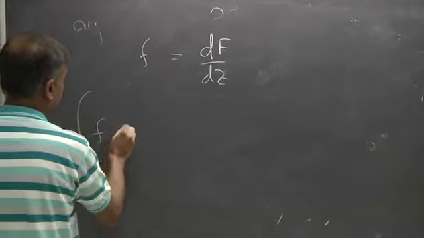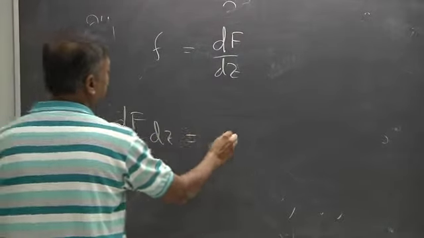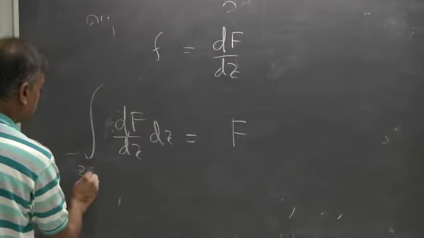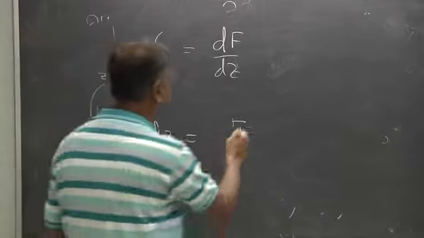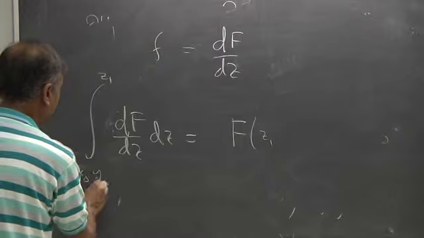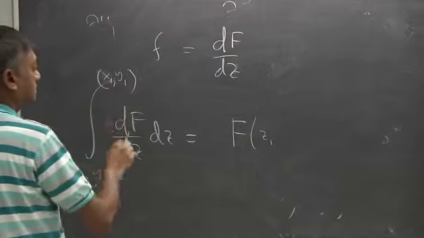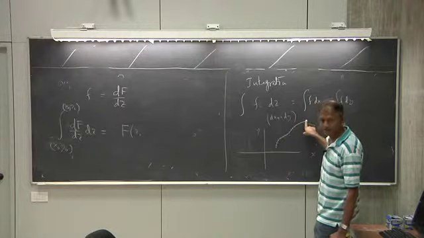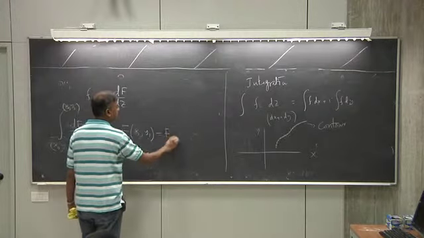of this function f, in other words dF by dz, is the same as F evaluated at the end points. Let's suppose the initial point is some z0 and the final point is some z1, right? Then it will be simply F evaluated at z1, or let me write it here. Suppose the initial point was x0, y0, and the final point is say x1, y1. So in this contour, this point is some x0, y0, and the final point is x1, y1. Then this is nothing else but F of x1, y1 minus F of x0, y0.